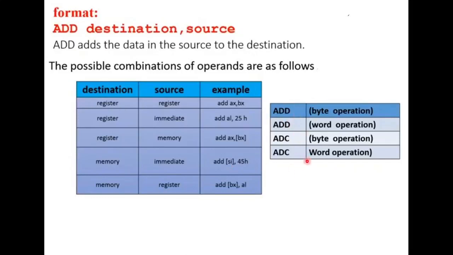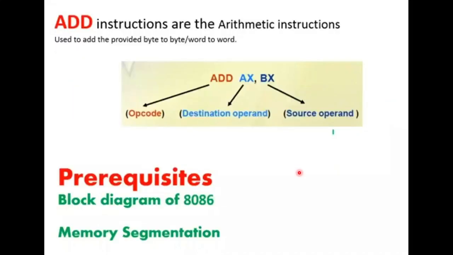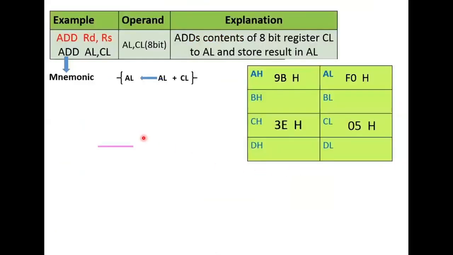Now we will see all this, byte operations and word operations, and with carry, without carry. First one, add, source and destination both are registers here. So add AL comma CL. AL and CL both are 8 bit general purpose registers, we know.